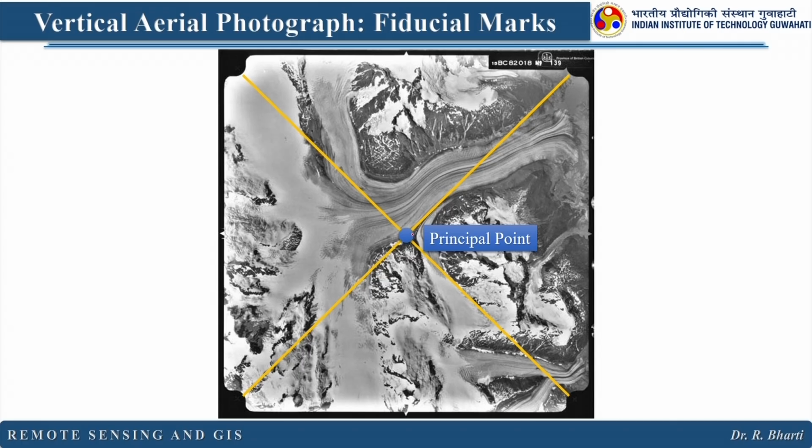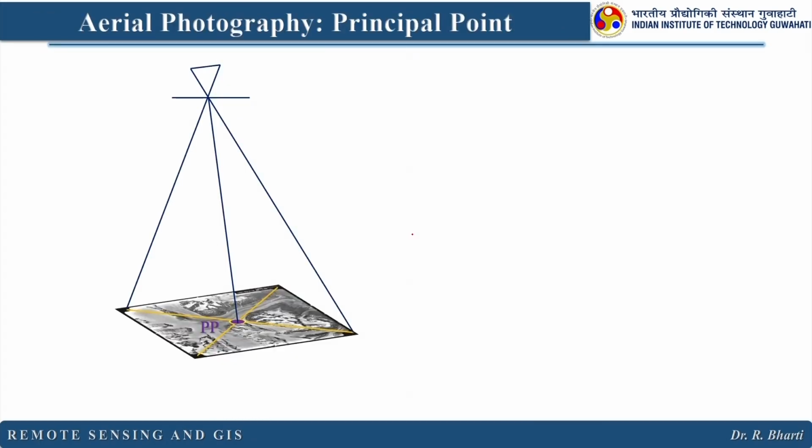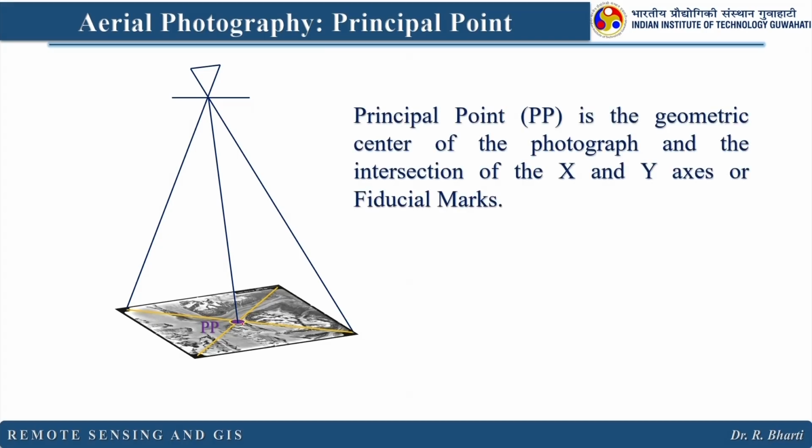So, it is very important to note that when you are joining the opposite corner fiducial marks, the center where they are crossing each other, that point is known as the principal point. So, in the image basically it will look like this, right. So, the principal point is the geometric center of the photograph and the intersection of the x, y axes or fiducial marks, right. So, it is very important that you should be able to identify the principal point, PP, in your photograph.